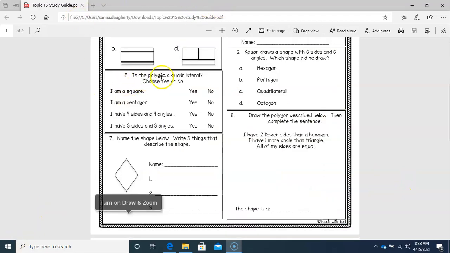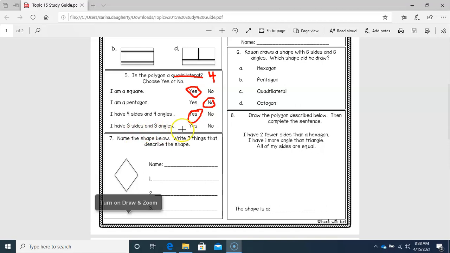All right, number 5. Is the polygon a quadrilateral? That means it has 4 sides. If it doesn't have 4 sides, you're going to choose no. If it does, then you're going to choose yes. I am a square. Does a square have 4 sides? Yes, it does. So you're going to circle yes. I am a pentagon. How many sides does a pentagon have? It has 5. So is that 4? No. That is no. I have 4 sides and 4 angles. That would be a quadrilateral.